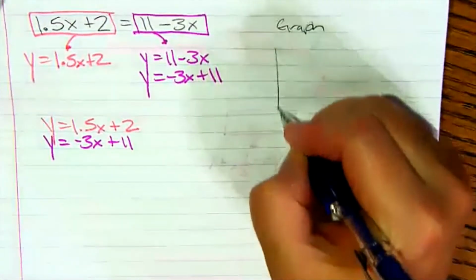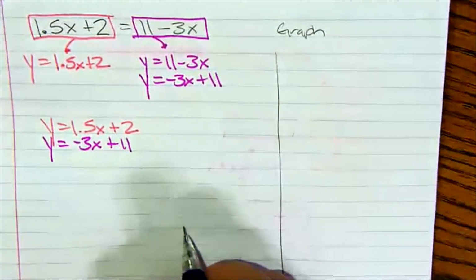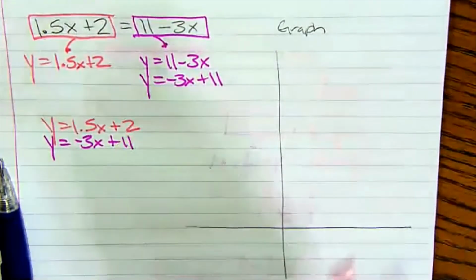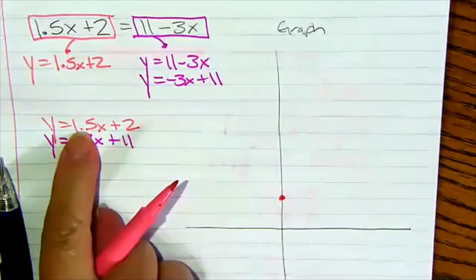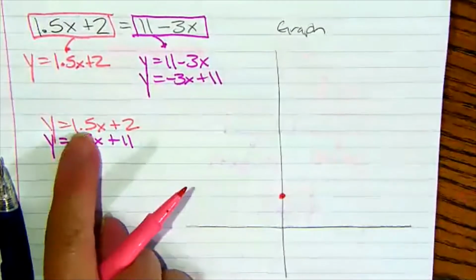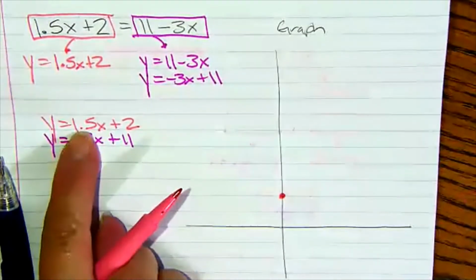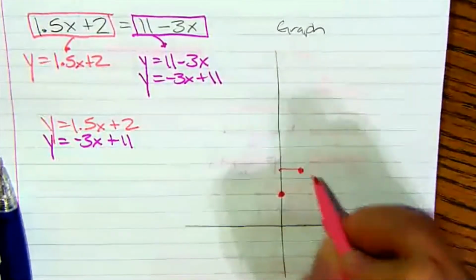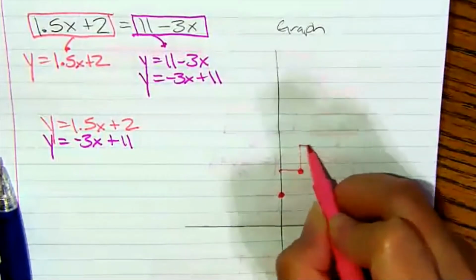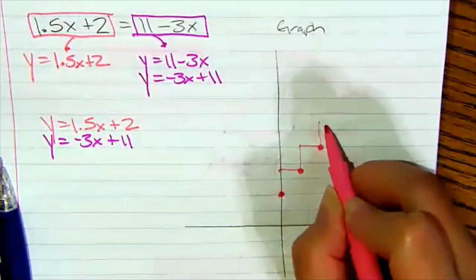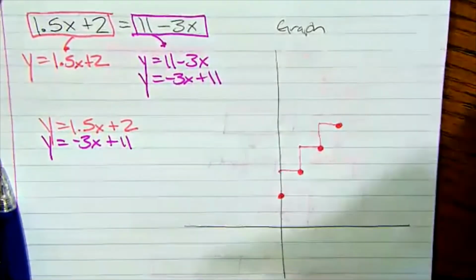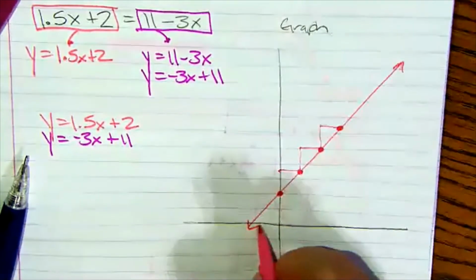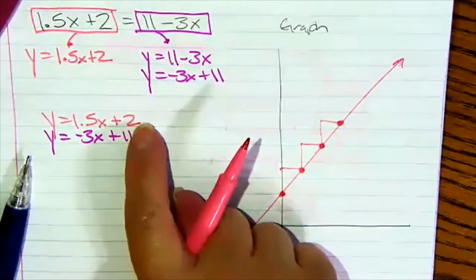Okay. So here, my y-intercept is positive 2. My slope is positive. It's going to go up. And I'm going to go up 1.5 and over 1. Up 1.5, over 1. Up 1.5, over 1. So this line represents this equation.